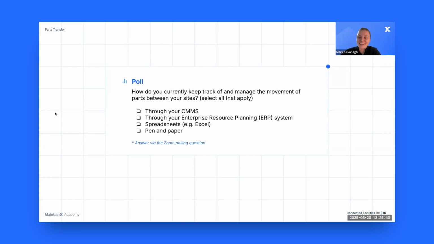Bingo. Like I say, a split here. So about 43% using a CMMS, some through ERP, some through spreadsheets, and some through pen and paper. And this really aligns with what I see from my customers.